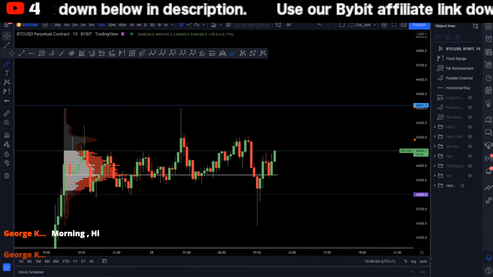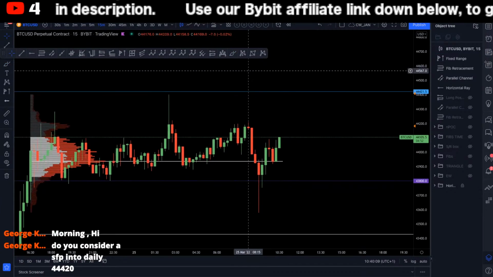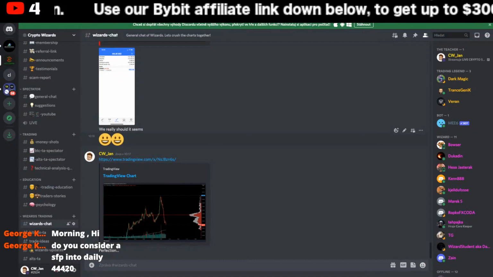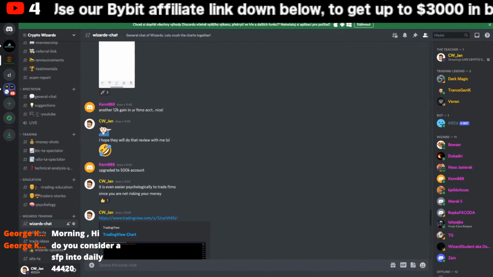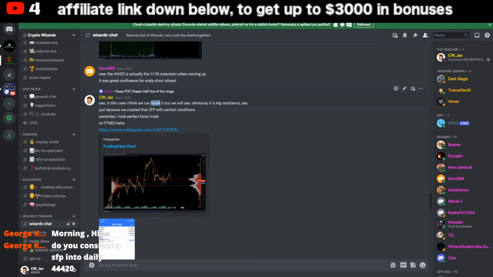What happened here, you see that these POC levels, the volume levels, are being respected extremely well. After that swing failure pattern, we got a move to the upside. What I said in the group once again is that I was paying attention to that POC. I said that it will be the biggest resistance. Let me find that.